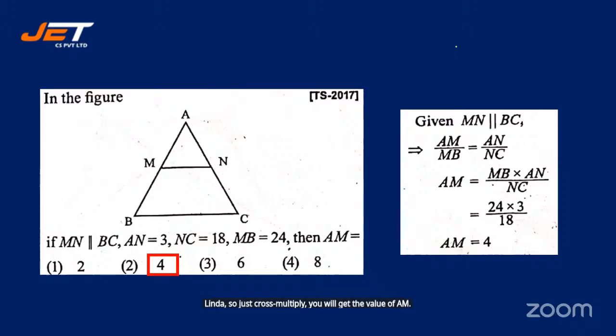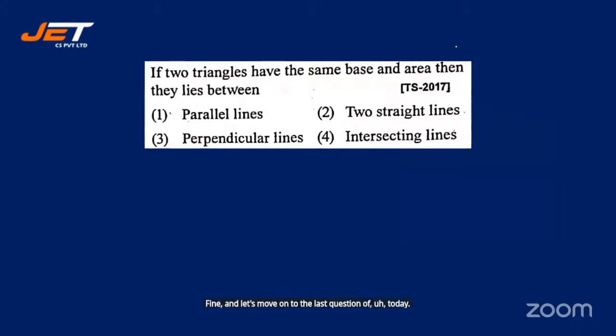Fine. And let's move on to the last question of today, since we need to have the chemistry session also. The question says, if two triangles have the same base and area, then they lie between dash. Is it parallel lines, two straight lines, perpendicular lines, or intersecting lines?